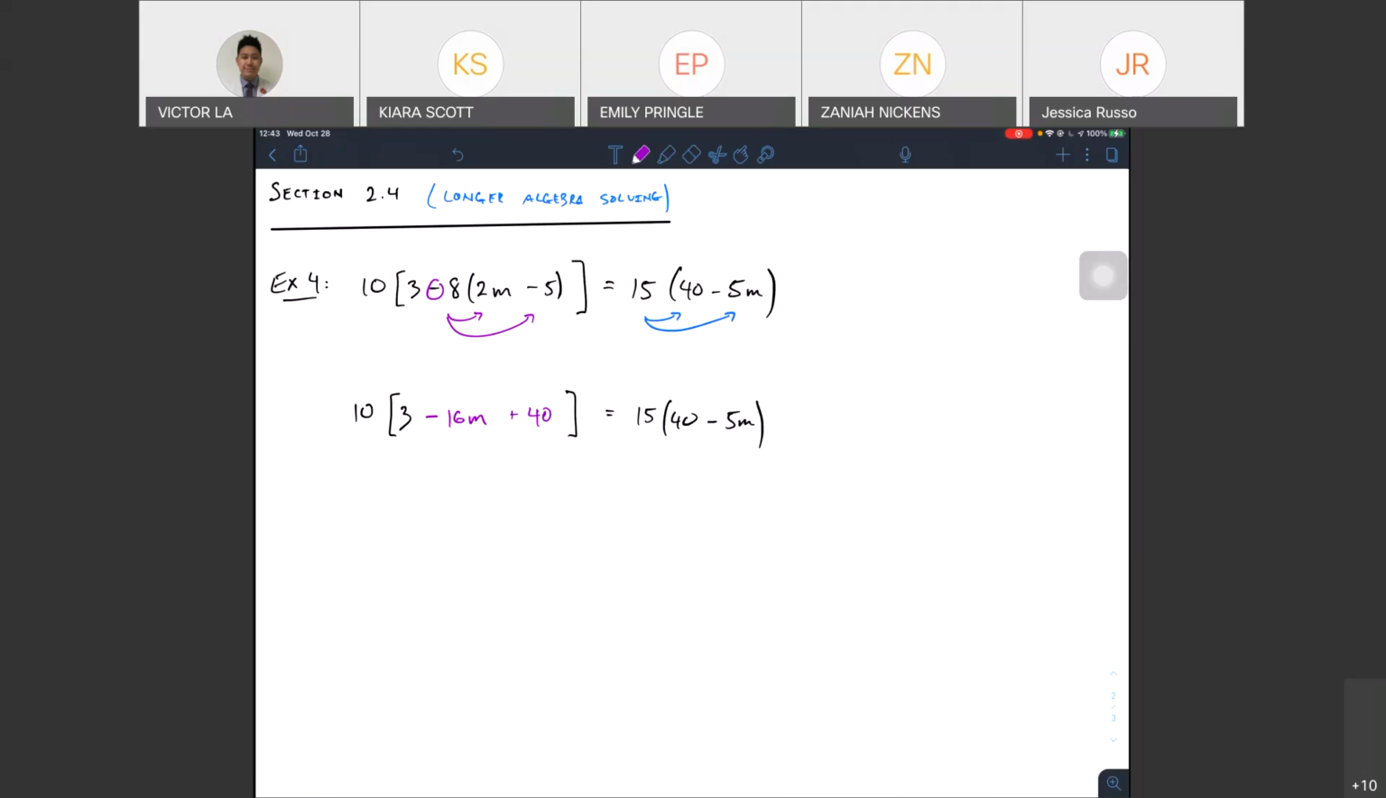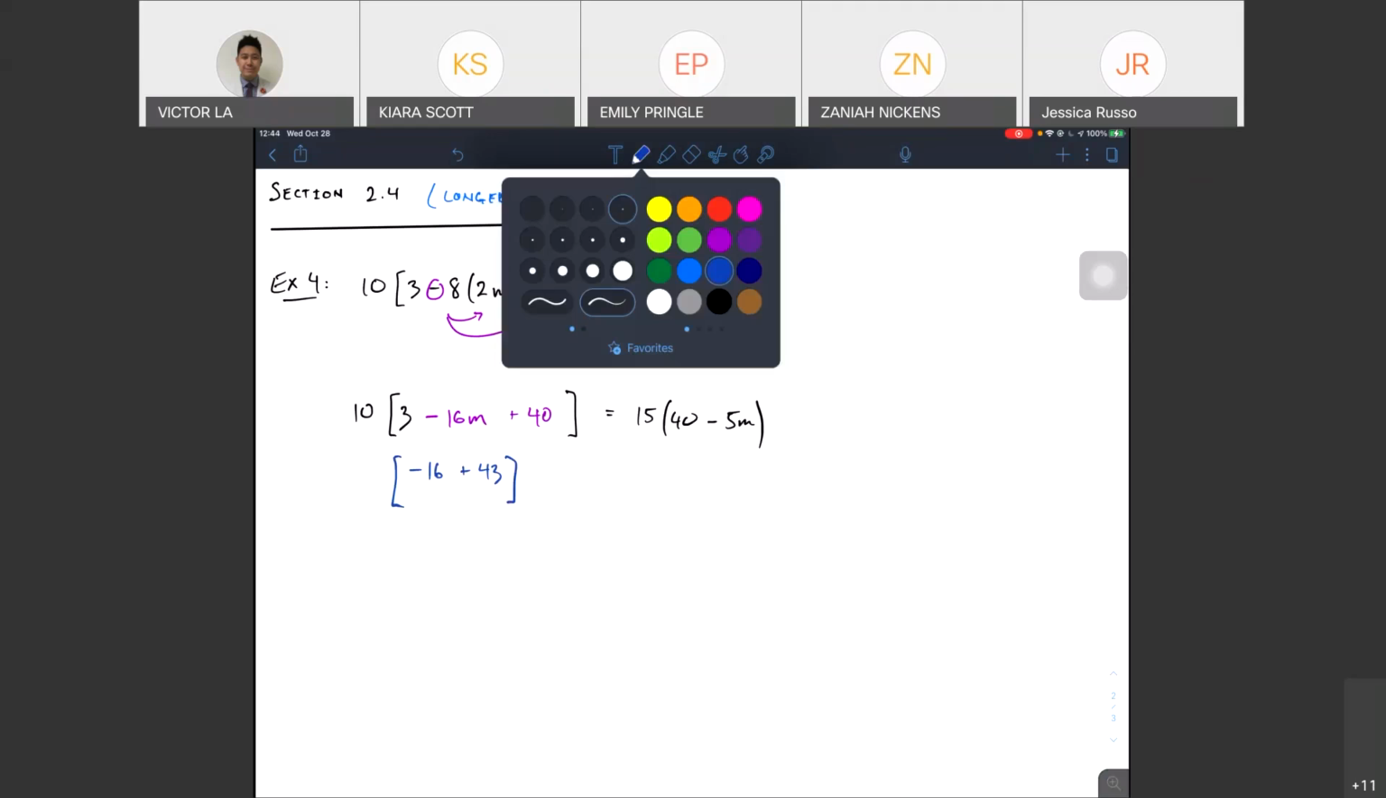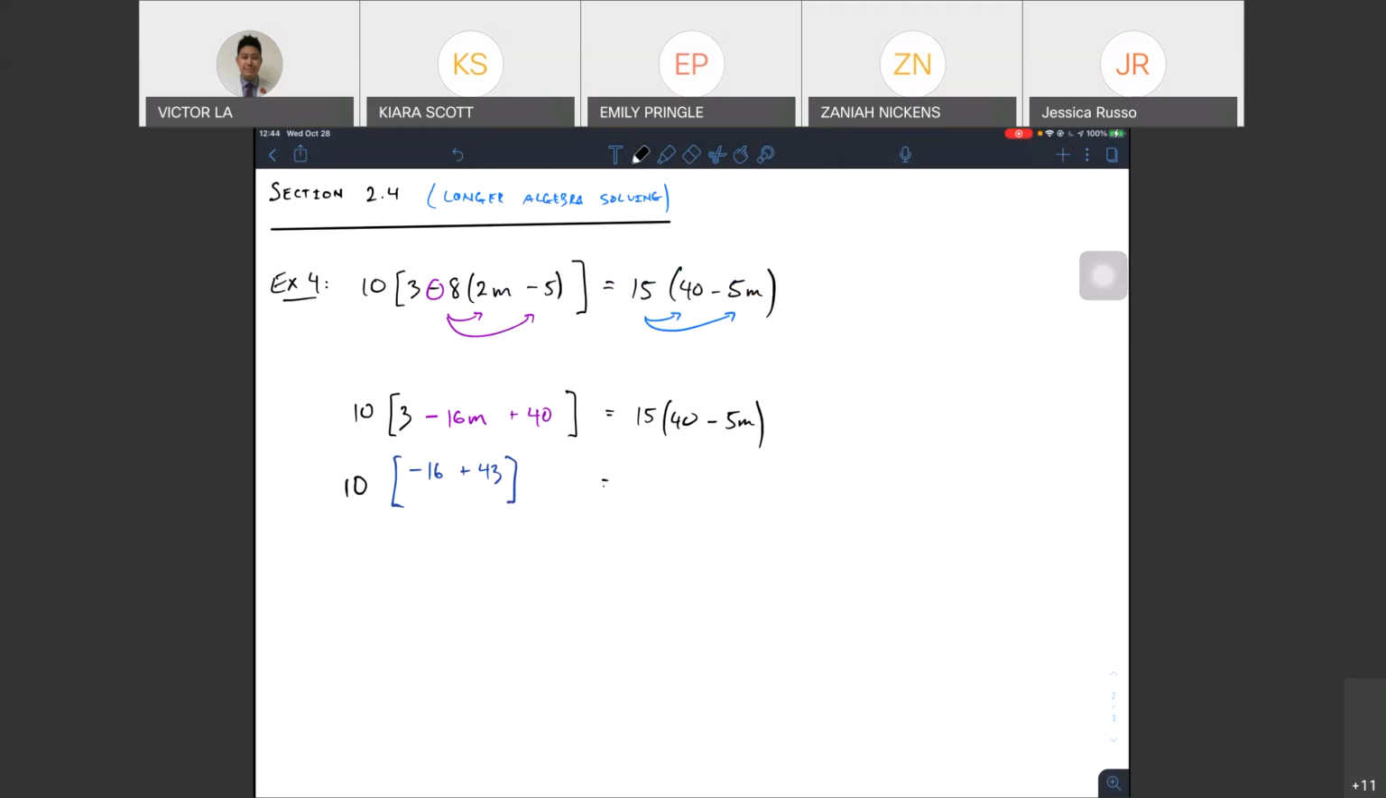Now what's the next step? The next step is, of course, taking care of what's inside here. So I'm going to switch to a different color. This becomes now -16m plus 43 inside here. And then you're left with 10 times that equals 1540 minus 5.